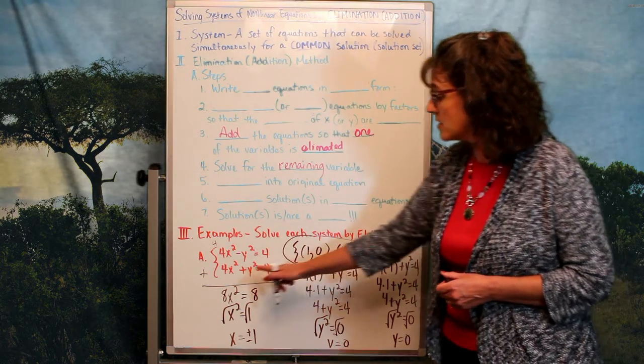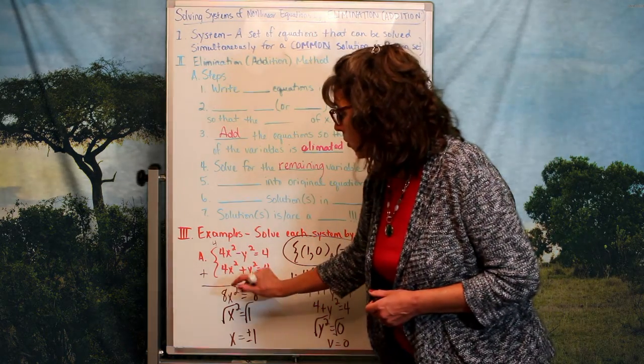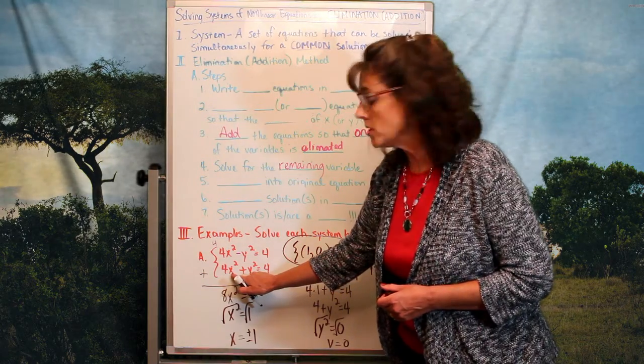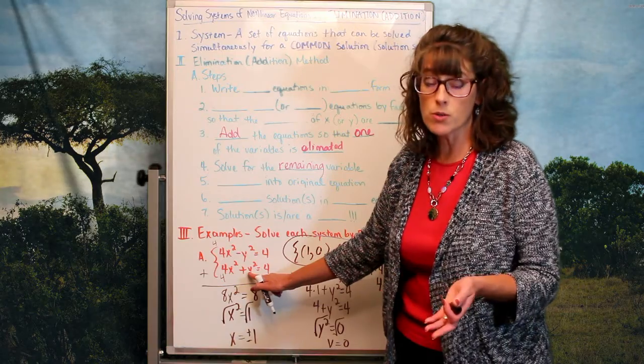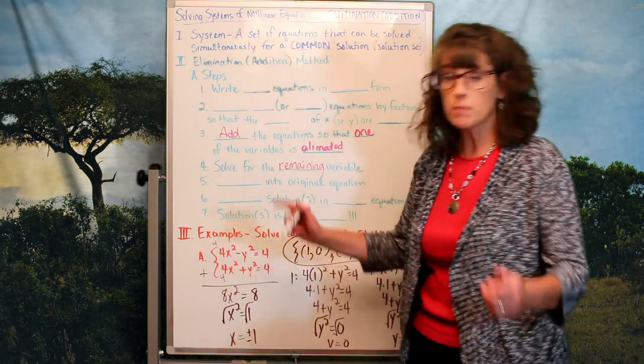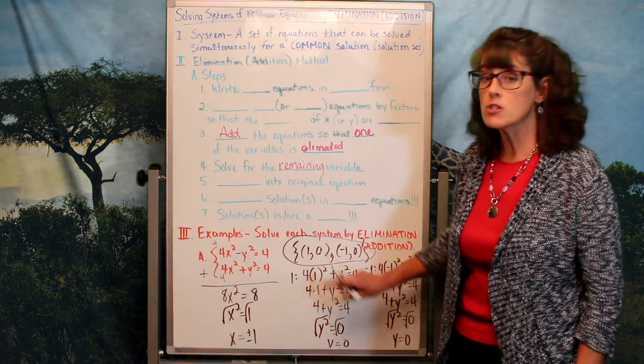Well, let's test this down here in the bottom one. Once again, put a 1 in here. 1 squared is 1 times 4 is again 4. And once again, you put the 0 in there. Well, 0 squared is 0, so 4 plus 0, yep, it works. So this is definitely a solution to the system.